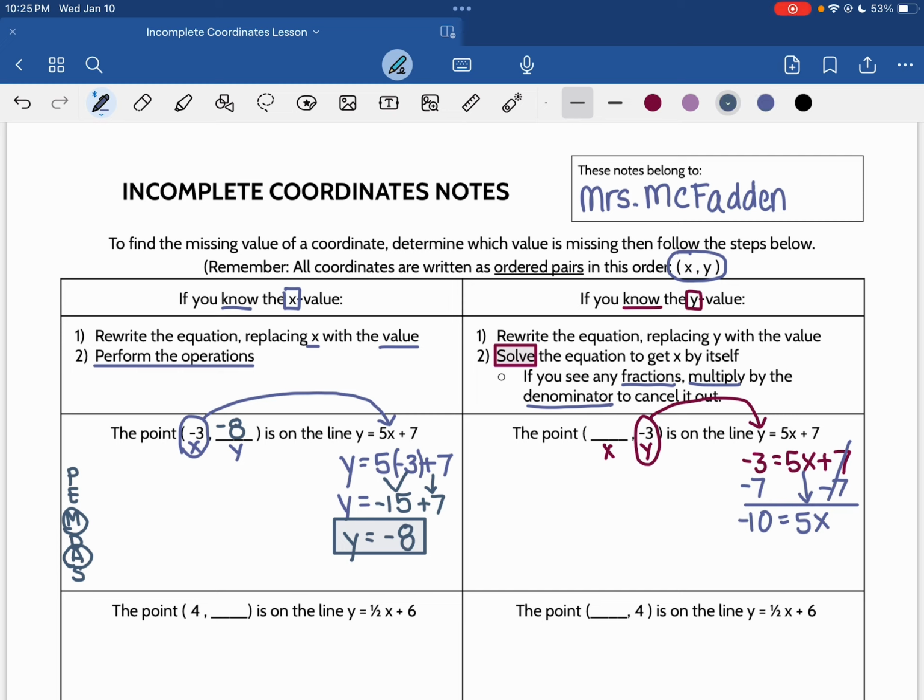Then, how do you get rid of a coefficient or number in front of x? You divide. And -10 divided by 5 is -2. So -2 is my missing coordinate, the missing part of the coordinate.